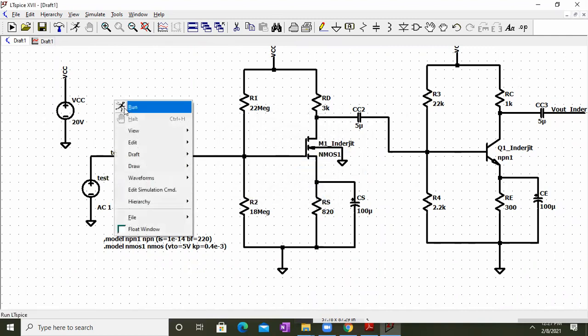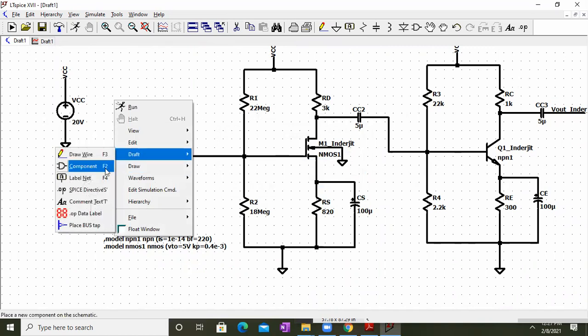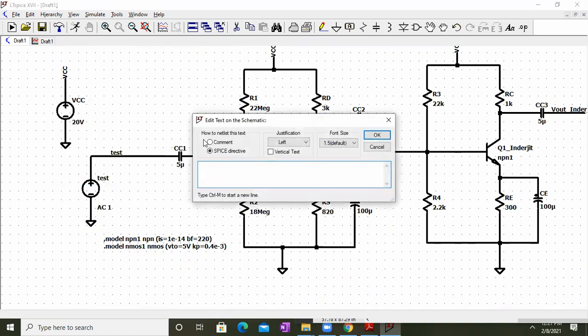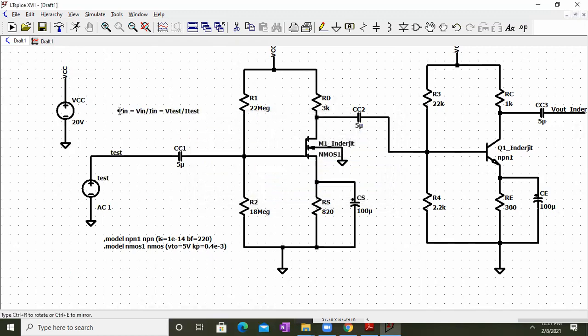Now, what is Z in, the input impedance? Basically, input impedance is nothing but, let me just write it, V in divided by I in, which will be equal to V test divided by I test. I'll paste it over here. So input impedance looking into the gate terminal of the MOSFET, which will be I in. We apply an external source and we pass the current through it. So V test divided by I test will give us Z in.